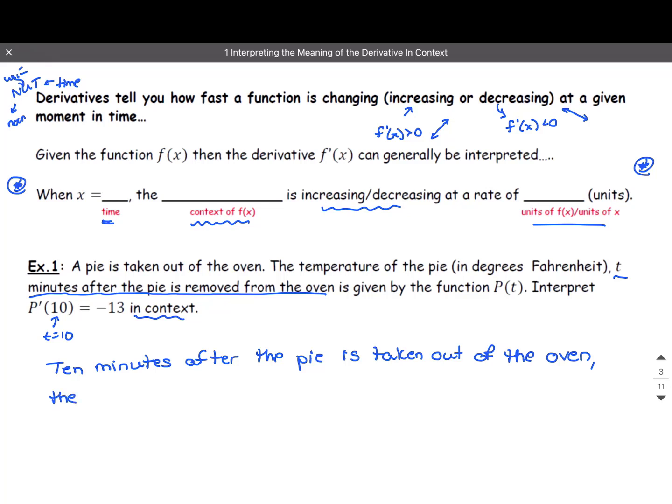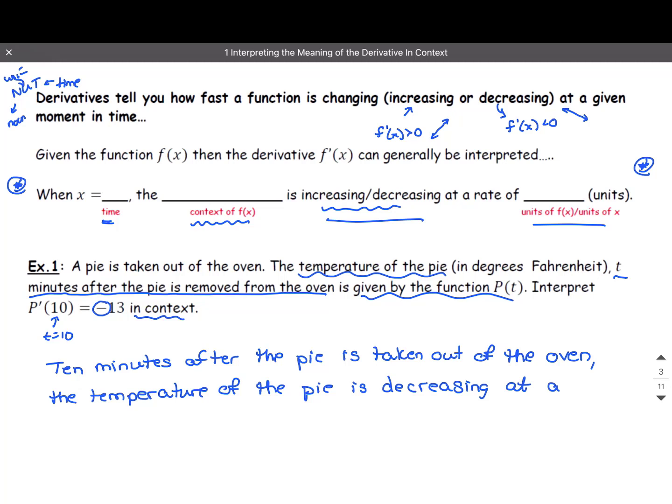Now what is the function? The function is the temperature of the pie, given by that function. So the temperature of the pie, now is it increasing or decreasing? Since it's a negative 13, the temperature of the pie is decreasing at a rate of 13. Now we need the units. The units on p is temperature in degrees Fahrenheit, so degrees Fahrenheit per, and the unit on the time was minutes. And that is our interpretation.